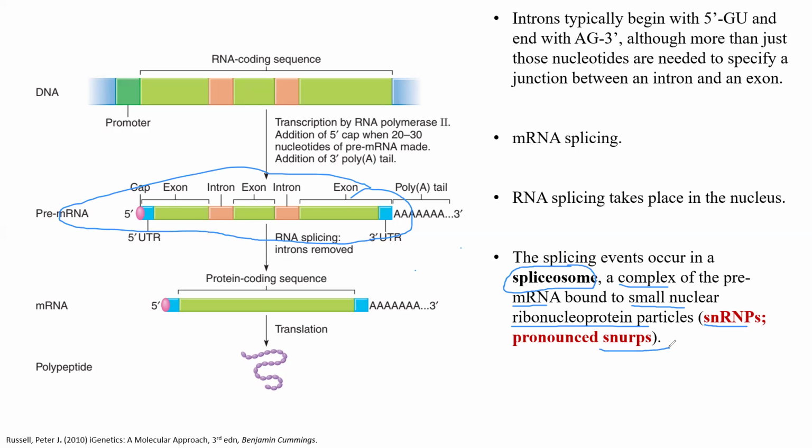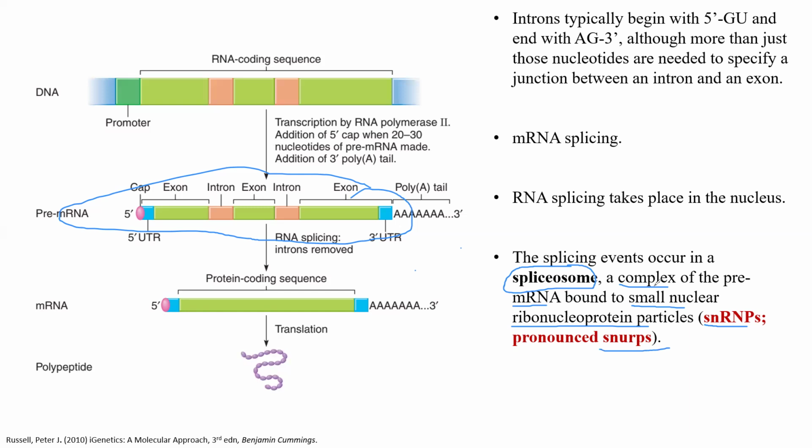So, what are we talking about? RNA processing in eukaryotes. Pre-mRNA has to be converted into mature mRNA. Pre-mRNA has non-coding sequences called introns, which have to be removed, and exons, the coding sequences, have to be joined. This process is called mRNA splicing. These splicing events occur in a complex called a spliceosome, or the machinery which does this splicing, which removes the introns and joins the exons. And this spliceosome is a complex of pre-messenger RNA, the target, bound to SNRPs.